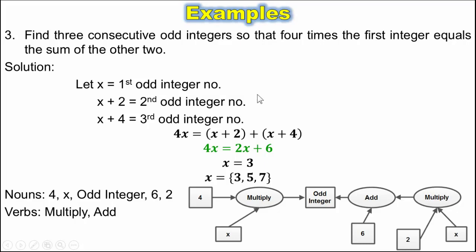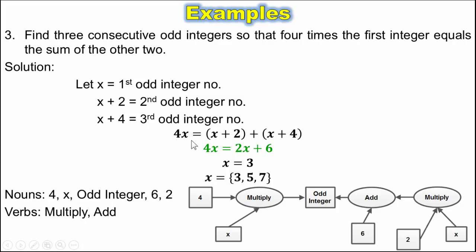To determine the second odd integer number, we add it by 2. Thus, x plus 2 will be the second odd integer number. To determine the third odd integer number, we add with 4. Thus, x plus 4 is equal to the third odd integer number. According to the problem statement, 4 times the first integer equals the sum of the other 2.